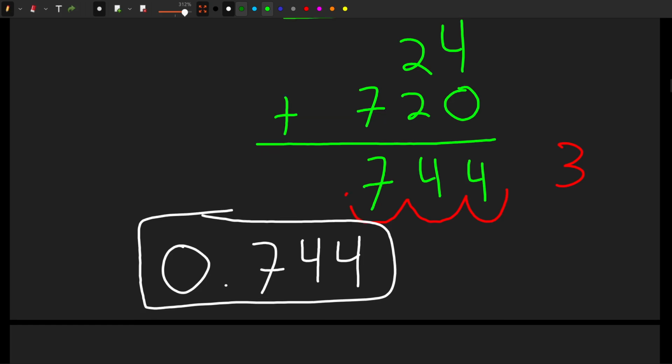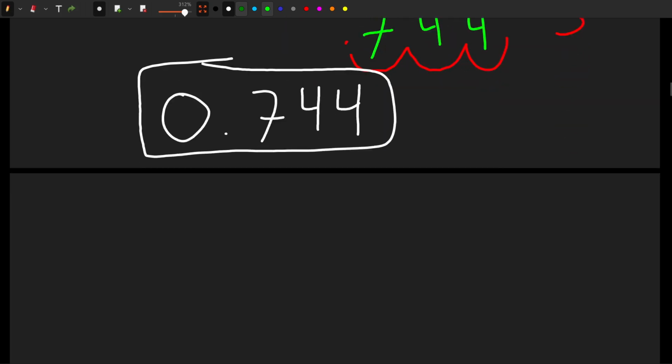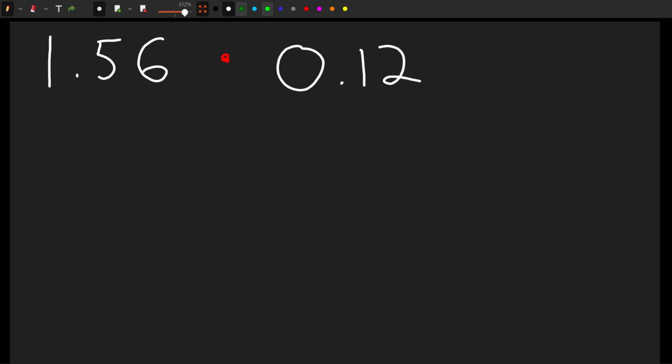Next problem we're going to do after this will be another multiplication problem. We will have 1.56 times 0.12, and similarly to our last problem, we're going to have 1.56 on top, 0.12 on the bottom, multiplying this whole thing out.